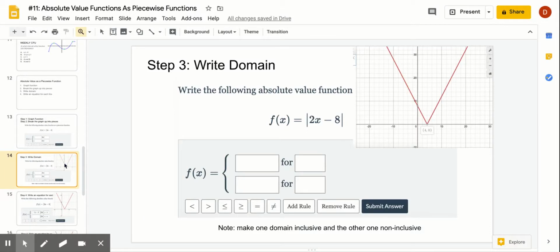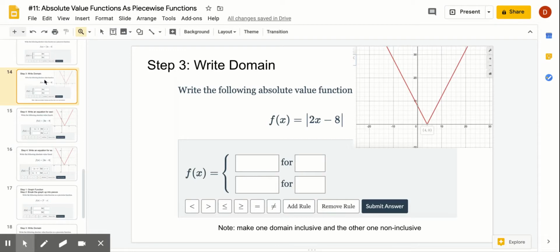Now that you have the graph, you are going to do step 3, writing the domain. The same rule applies that I was referring to in the previous intervals as well. You have to make one domain inclusive and the other one non-inclusive. For this one, if we were to break this function up into pieces, we have to look at the vertex. We have to look at where the function goes from decreasing to increasing, or vice versa, or it could go from increasing to decreasing. For this specific function, see that the domain changes at 4.